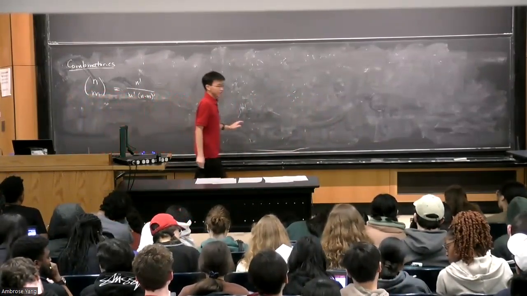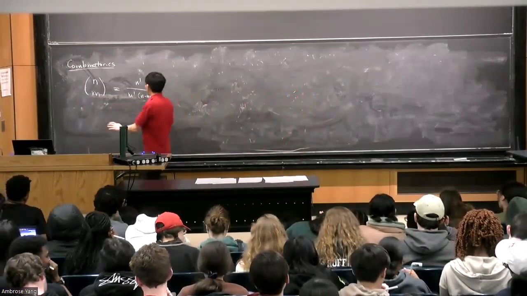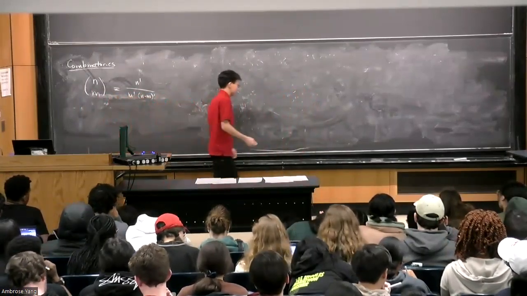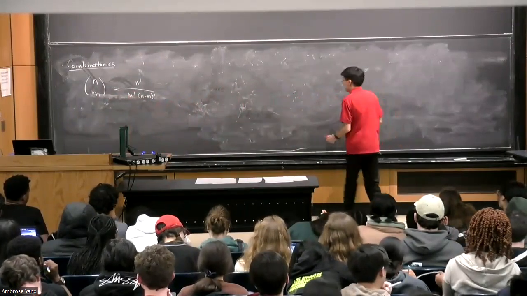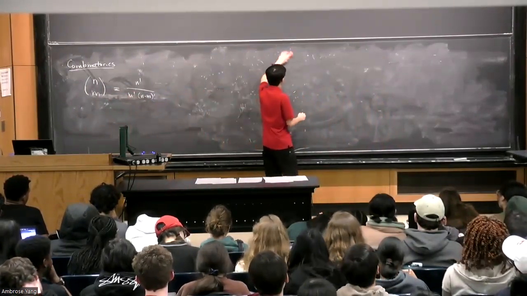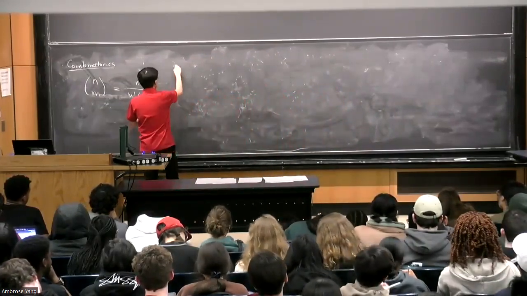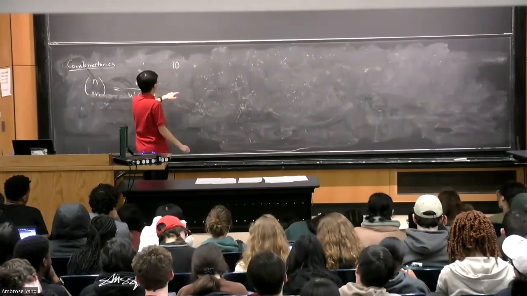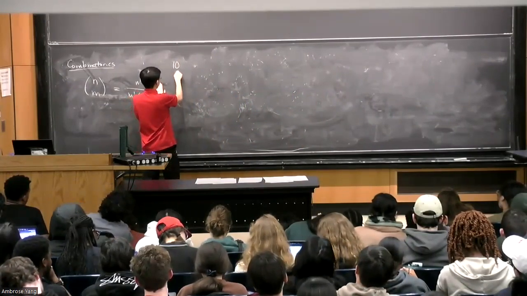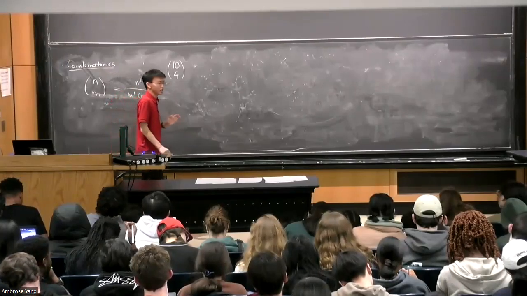Now, to connect this with the formula here, I want to give a more concrete example. Instead of using n choose m, maybe I'll say we have 10. Let's talk about 10 choose 4. And another way I can think about 10 choose 4 is committees.